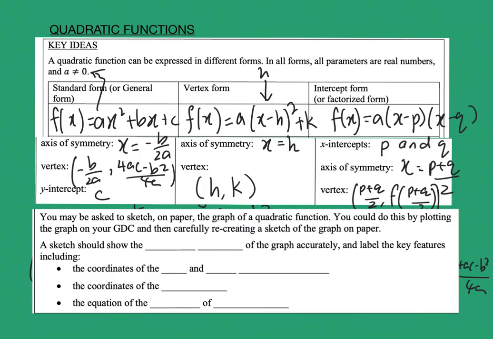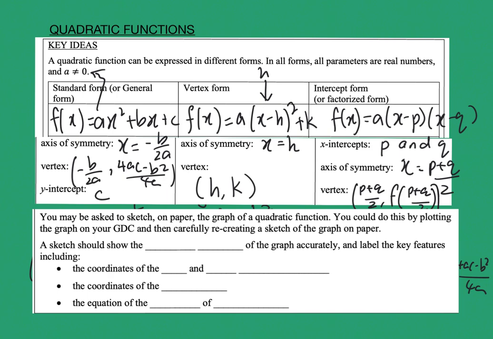When answering questions, you may be asked to sketch on paper the graph of a quadratic function. You could do this by plotting the graph on your GDC and then carefully recreating the sketch of the graph on paper. Or sometimes you just have to remember the key features and sketch it out.